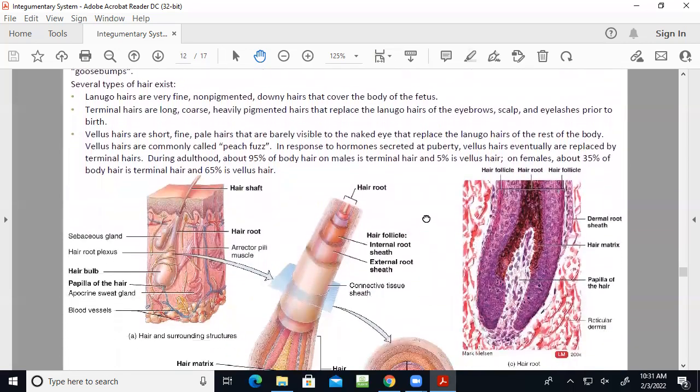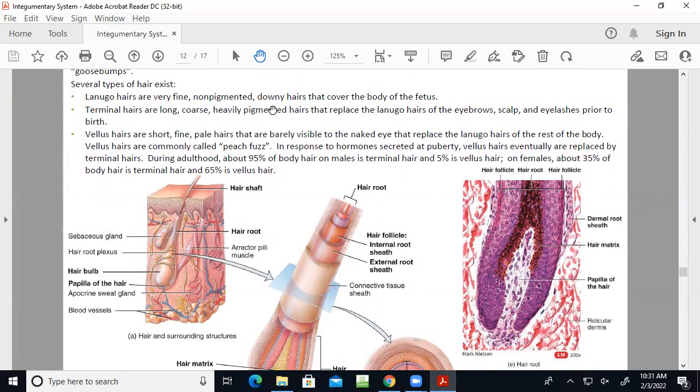All right, there are several types of hair that exist. Lanugo hairs are very fine, non-pigmented downy hairs that cover the body of a fetus. So this is all intrauterine life, before the baby's born. They're basically found all over the body. A lot of those are even lost before the baby's born.